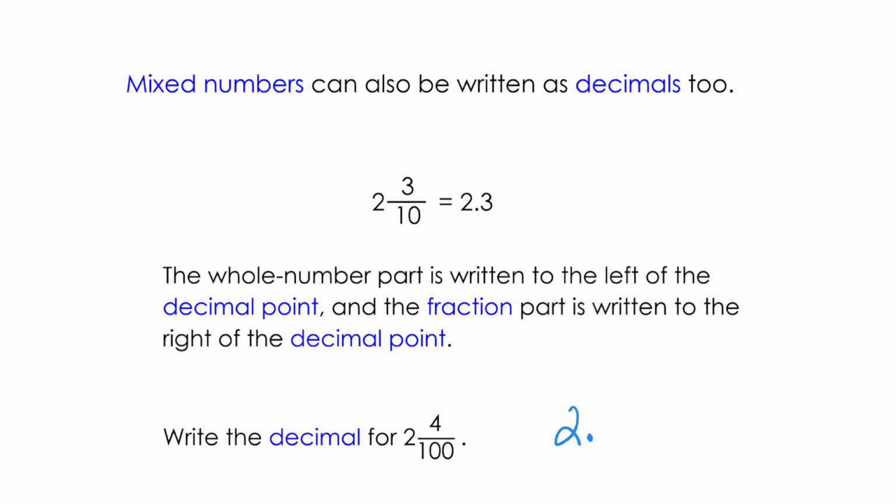So now we can ignore the 2 and just focus on our fraction. What you would do here is the same thing as before. 4 divided by 100 is going to give you 0.04. So in your answer, don't write this part here, just include this part here. Your answer is 2.04.